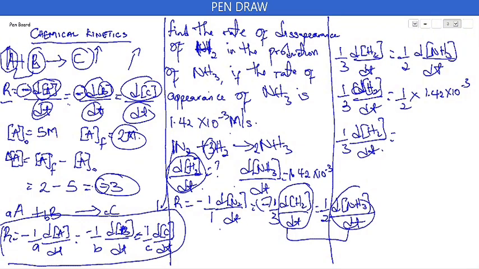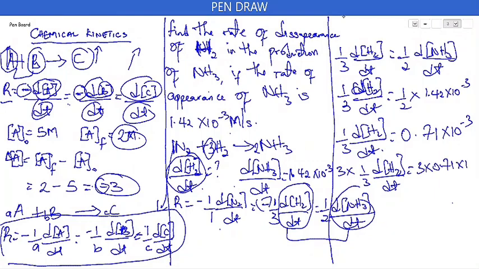So we have 1/3 d[H2]/dt now equal to, if I solve this using a calculator, 1.42 divided by 2, that should give us 0.71 times 10 raised to power minus 3. Now I'm looking for d[H2]/dt. So to cancel this, I multiply all through by 3. So 3 times 1/3 d[H2]/dt will be equal to 3 times 0.71 times 10 raised to power minus 3.